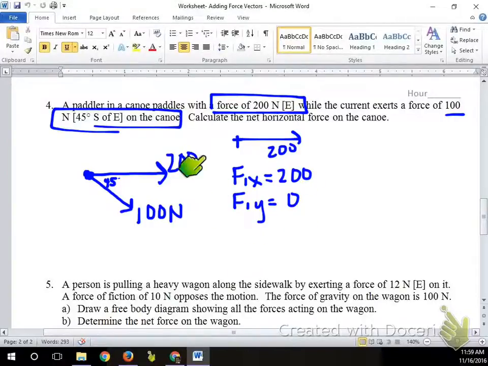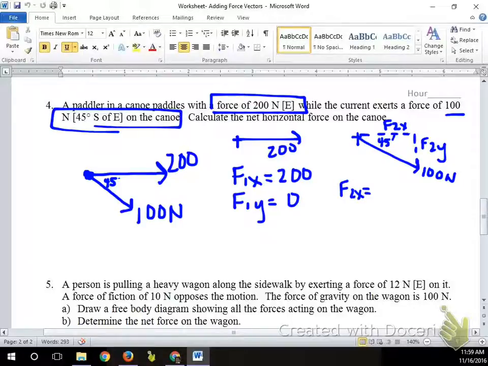Because this vector is purely horizontal. Purely. Okay? For our second vector, it's 100 newtons, 45 degrees. So this would be F2x and F2y. And these are both going to be the same value, right? Because it's a 45-degree angle. So F2x, what did we get? And F2y is equal to? Negative 70.7.